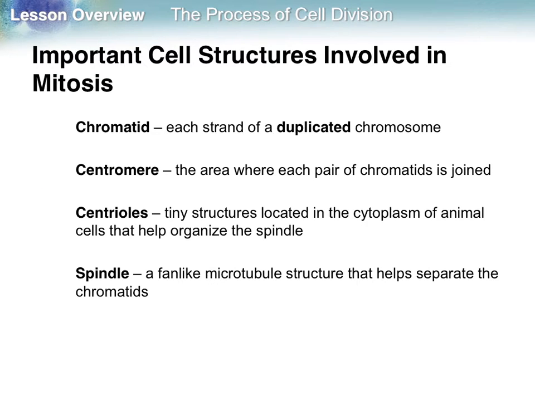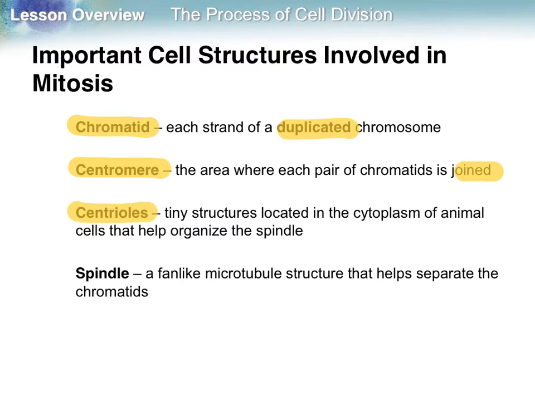Here we have some important terms that we need to be able to define. Chromatid, that's each half or each strand of a duplicated chromosome. The term centromere is the center area where the pair of chromatids are joined.